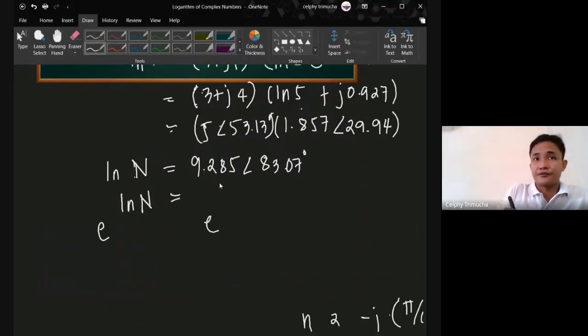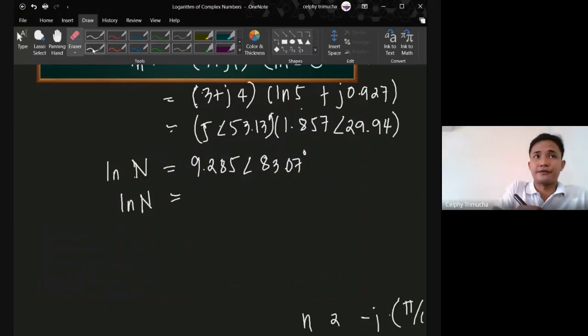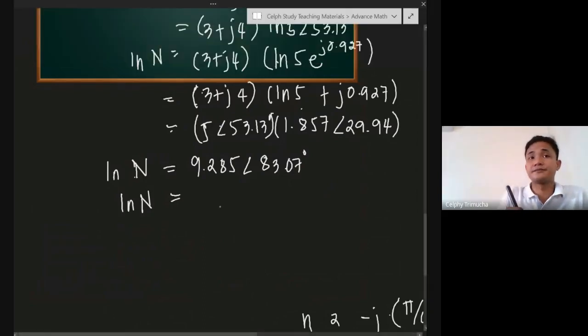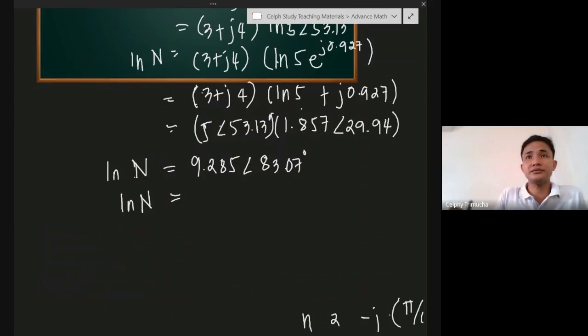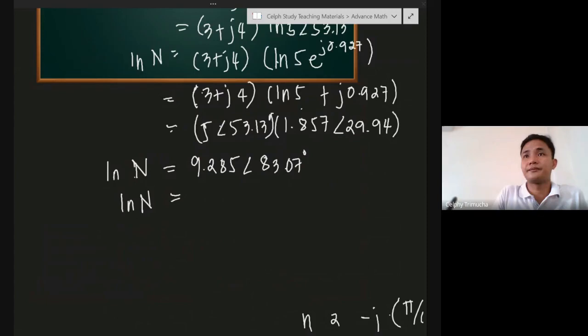But we cannot yet perform that in this form of complex numbers. The answer on the right side should be expressed in rectangular form so we can perform the raised to the power of. 9.285 angle 83.07, let's convert to rectangular form.